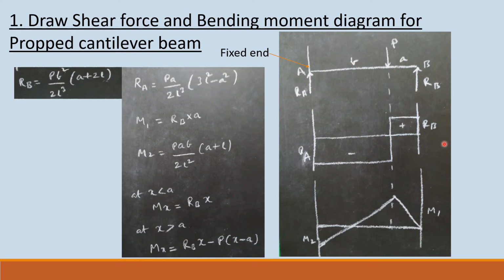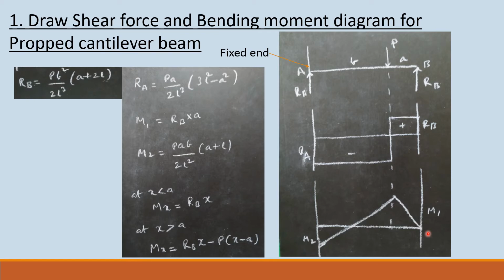In the picture below you can see the shear force distribution, where at the extreme right it is RB, and it continues up to the point of load application, where it changes its sign from positive to negative, and it will become RA until the fixed support. RA is equal to P minus RB. That is the shear force distribution diagram, and below is the bending moment diagram.